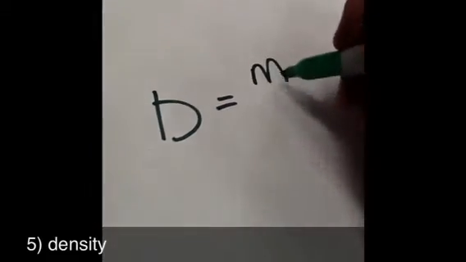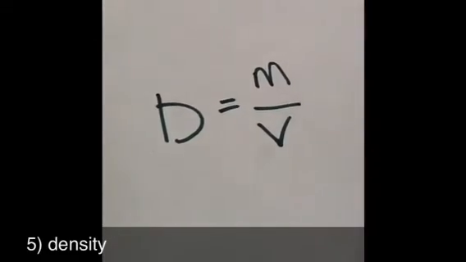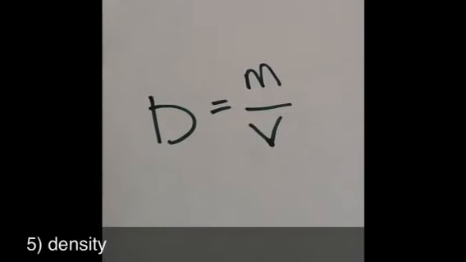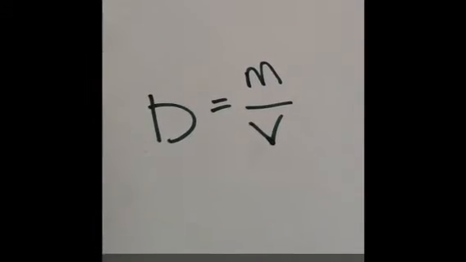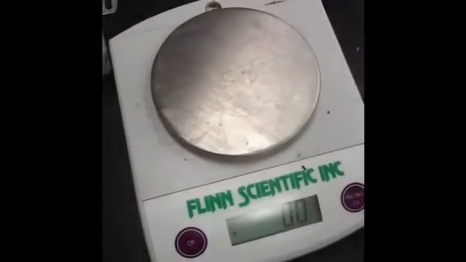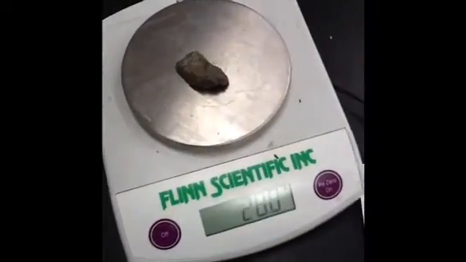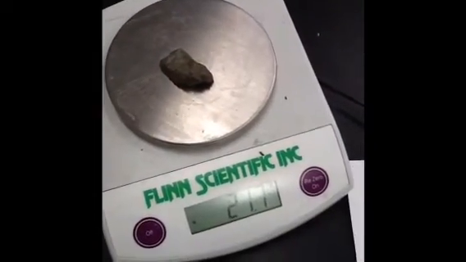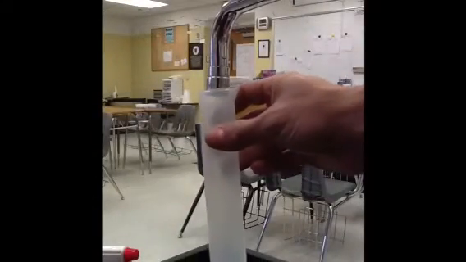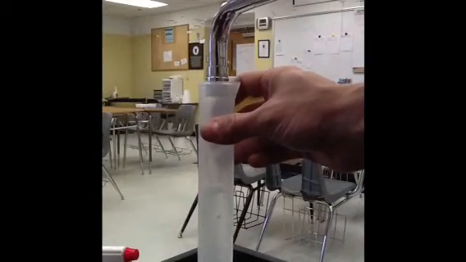Density is the measure of how much matter is in a given amount of space. The formula is mass divided by volume. To find the density, use the volume displacement method. Using a scale, find the mass of the mineral. Fill a graduated cylinder up with water to a good even number. In this case, I'm using 60 milliliters. Carefully drop the rock into the graduated cylinder filled with water.